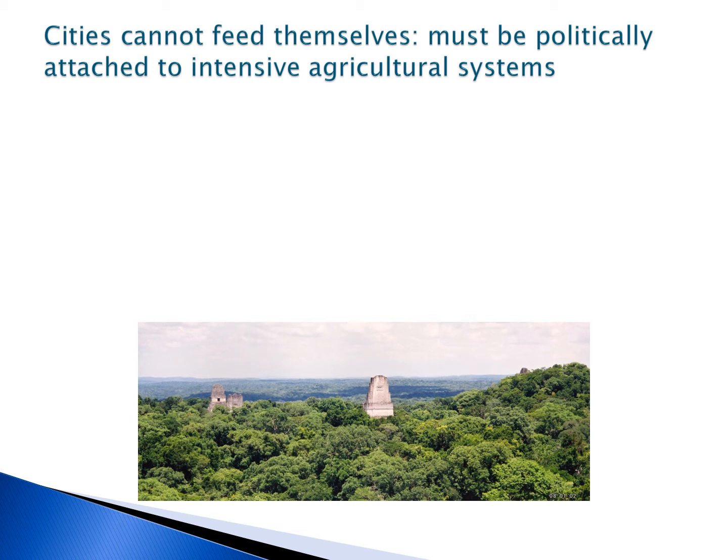manufacturing of things. And so these are not places where you have a lot of open space where food can be grown. So these elites here must control those outlying areas where the food is grown to make sure that the food supply is every single day flowing into the city. So they are always politically attached to intensive agricultural systems. It's the same in the Middle East. It's the same in Africa, Southeast Asia, Europe, on and on and on.